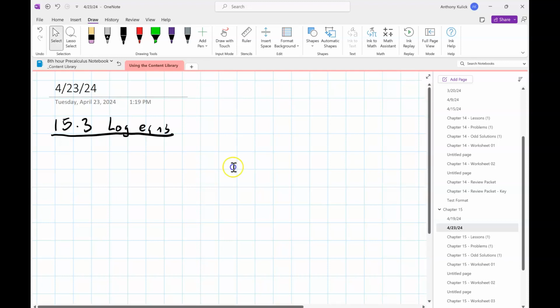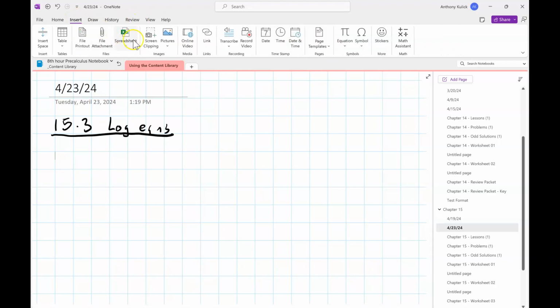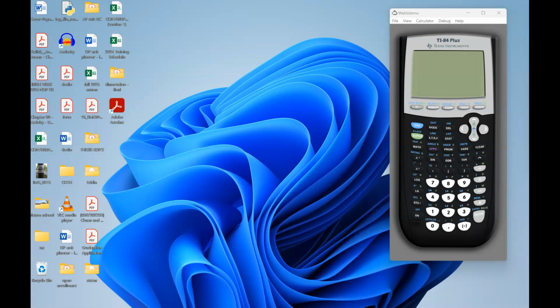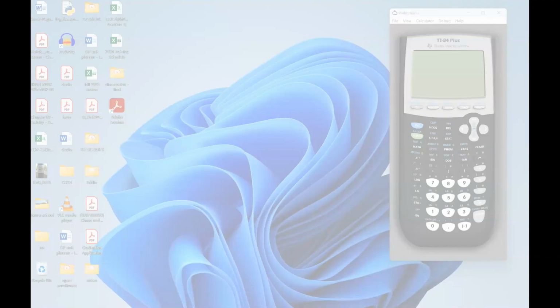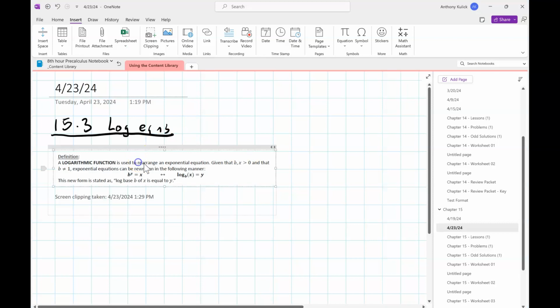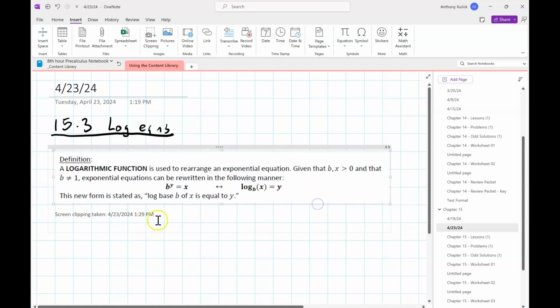In 15.3, we're going to be talking about logarithmic equations. So we'll just start with a little definition. Our definition simply states that a logarithmic equation is equivalent to the exponential equation b to the y equals x. That's equivalent to saying log base b of x is equal to y.